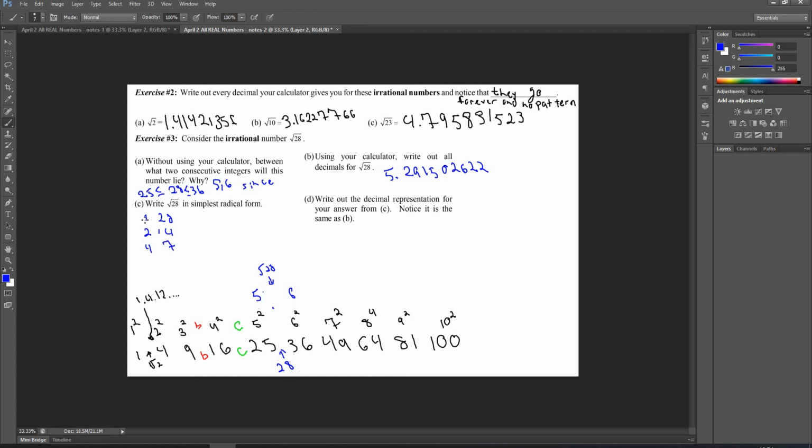Okay, so 1 is a perfect square, but that doesn't really help us, because then we have the same exact problem. This would be the square root of 1 times 28. I can write square roots so that if I had the square root of a times b, I can rewrite this as the square root of a times the square root of b.